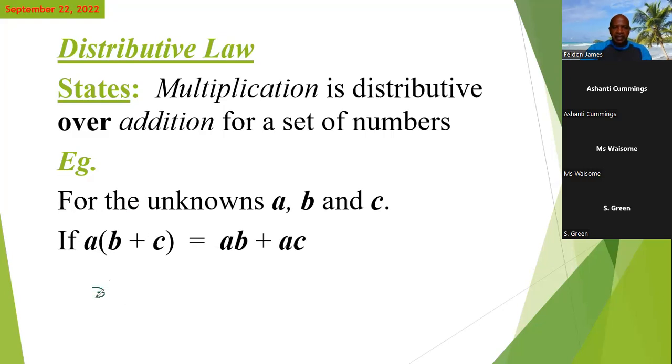So if you have, say, for instance, 3 times the bracket x plus 2, what would be the answer here when you multiply out? Anybody? 3x plus 6, sir. Right, so we're going to take the 3 times the x, we get 3x. Then we bring back the addition symbol.